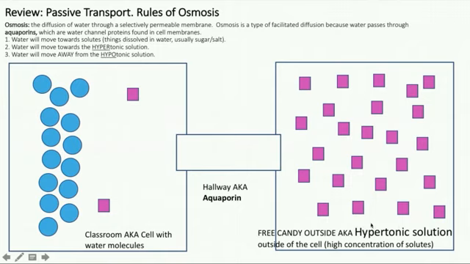Okay, so this side, outside, would represent a hypertonic solution. Remember, a hypertonic, hyper means above. So it has a higher concentration of solutes, in this case sugar or candy, outside of the cell here, okay, than inside of the cell. So there's more candy on this side than on this side. So what do all of my water molecules or students want to do? Well, naturally, they want to get some candy.